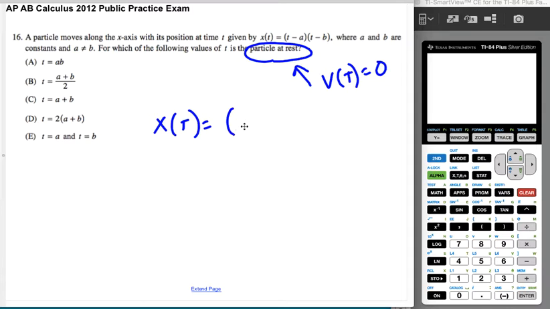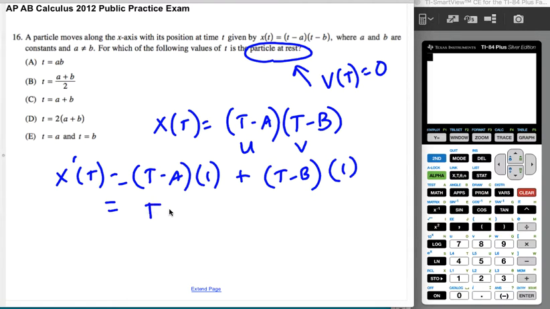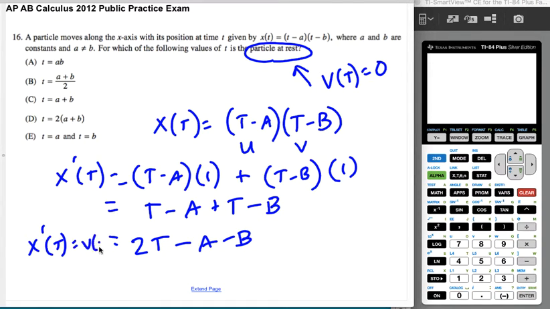So you have two options. You can either do the product rule or you can FOIL this out. I really don't care. If you do it this way, you need the product rule, right? So your x prime of t is going to be u dv plus v du. So you're going to get a t minus a plus t minus b. Sorry, it's a t. I don't know why I wrote it 2. Plus t minus b. So you're going to get 2t minus a minus b. That's what your x prime, which is the same as your velocity, is equal to.